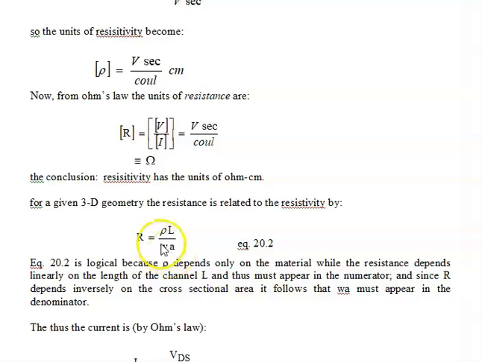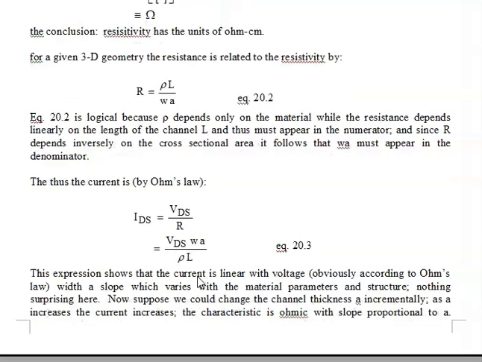And this is the thing we're going to be controlling. And this makes sense because the longer the L, the larger the resistance, and the bigger the cross-sectional area, the smaller the resistance. All this part, L over WA, has units of 1 over centimeter, and multiplying that by the units of resistivity, which are ohm centimeter, I get ohms exactly as I would have expected.